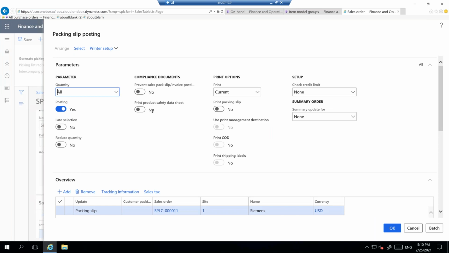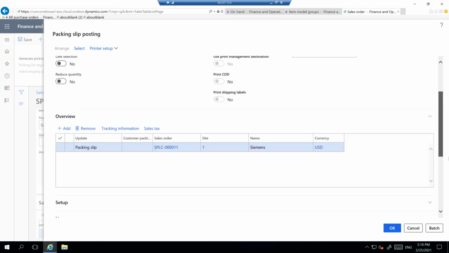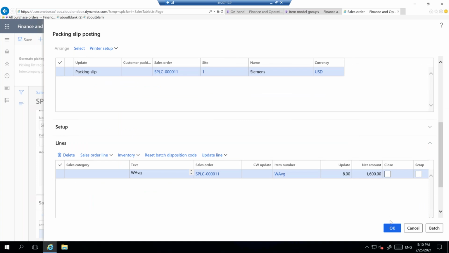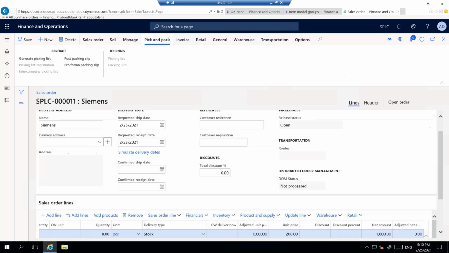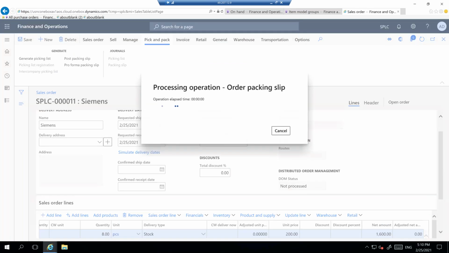Okay, here I'm selecting all only. So 8 quantity, 1600. I'm updating. Click OK. So I'm doing packing slip.